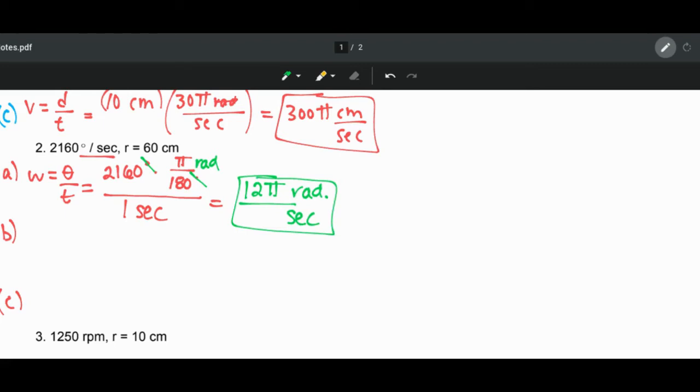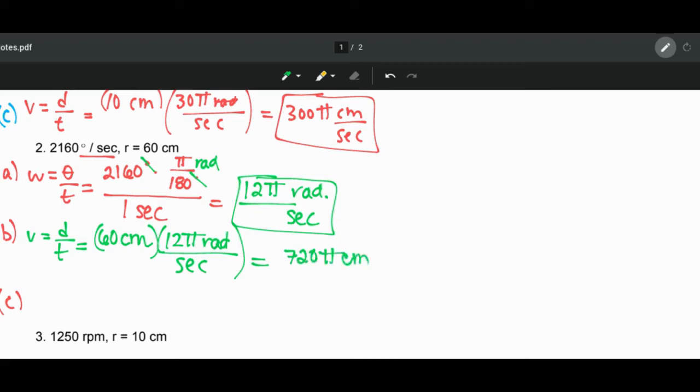All right, so we're going to use this answer to do part B, which is our velocity equals distance over time. So our distance is our arc length, and arc length is the radius, which they provide us with 60 centimeters, times our angle, which we figured out was 12 pi radians per second. Okay, so now you're going to simplify, and 60 times 12 is equal to 720 pi centimeters per second. And again, you can leave off the radians when you don't need it.